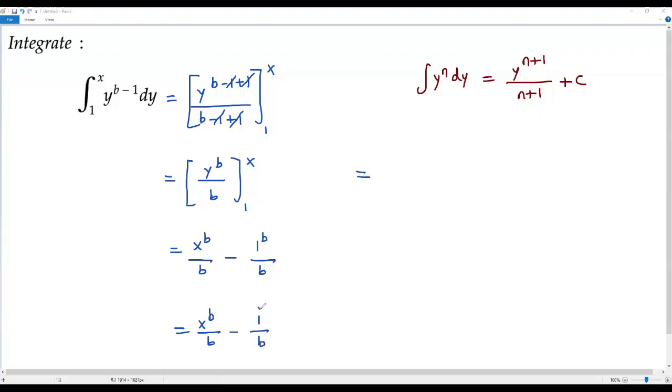Okay, now here we subtract two fractions with the same denominator. So we can take the denominator b in common. Then we can subtract the numerators, that is x to the bth power negative 1. So the evaluation of the given integral is equal to x to the bth power negative 1 over b.